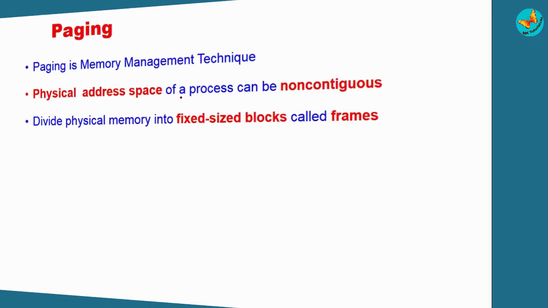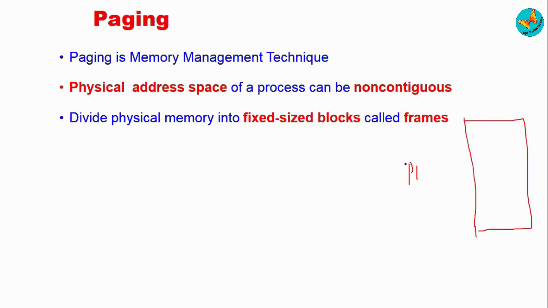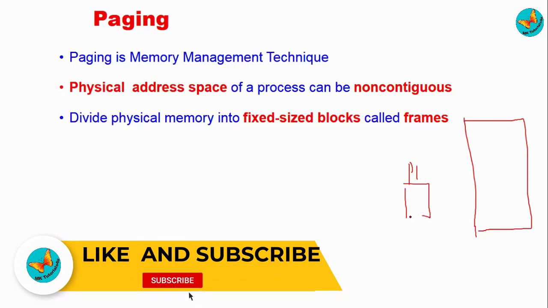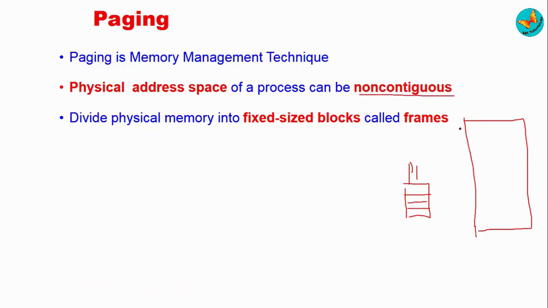Means what? Suppose this is our RAM. Now, usually, suppose this is our process P1 and suppose this process P1 has 4 units of memory requirement. So, non-contiguous means what? That it's not necessary that all these 4 units will be placed into this RAM contiguously. No. What happens in paging is that this requirement of the process can be non-contiguous.